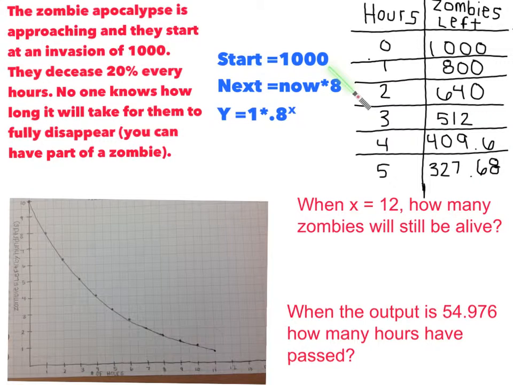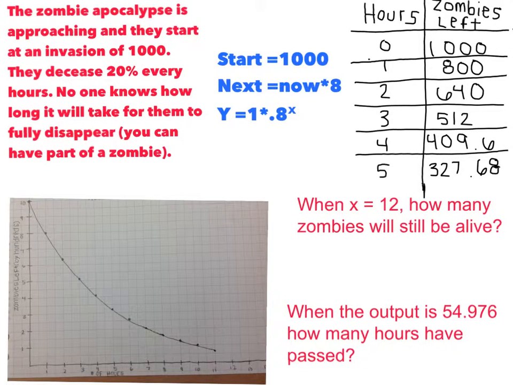The start is 1,000 zombies, and next equals now times 0.8. Y equals 1,000 times 0.8 to the x power. We have 0.8 because we're looking at what remains, since we're decreasing by 0.2, but this is how much we're keeping, which will give you the same answer. So once you figure this out, you'll get these data points in your table. Your graph will be exponential.